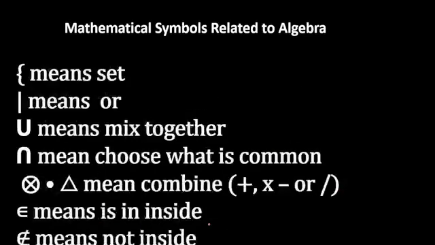So the next one is the meaning of the signs that we are using. This open brace actually means set. This one means or. This one means mix together. This one means choose what is common. This one is the sign that means to combine. It can stand for positive, negative, minus or divide. While this one means inside, while this one means not inside.